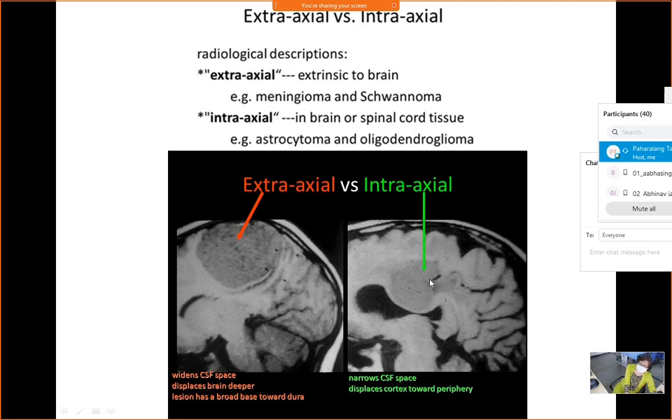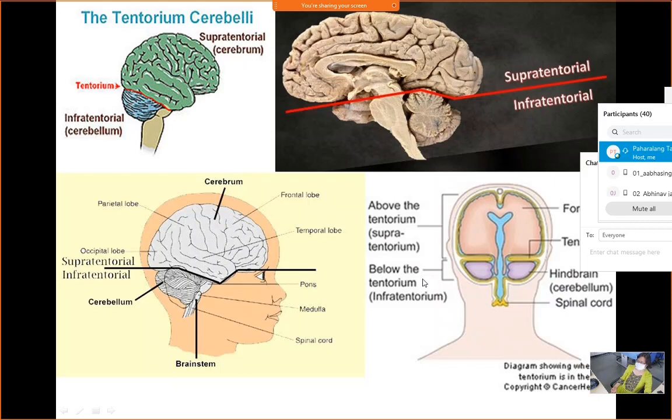But if we see a tumor well within the brain parenchyma, and here you can also see that it is compressing the third ventricle, these are known as intraaxial. That means they are within the brain. And intraaxial tumors are either astrocytomas or oligodendrogliomas. That means they are glial tumors. So looking at the radiology, we can actually diagnose whether these tumors are likely to be meningiomas or schwannomas, or whether they are likely to be glial tumors.